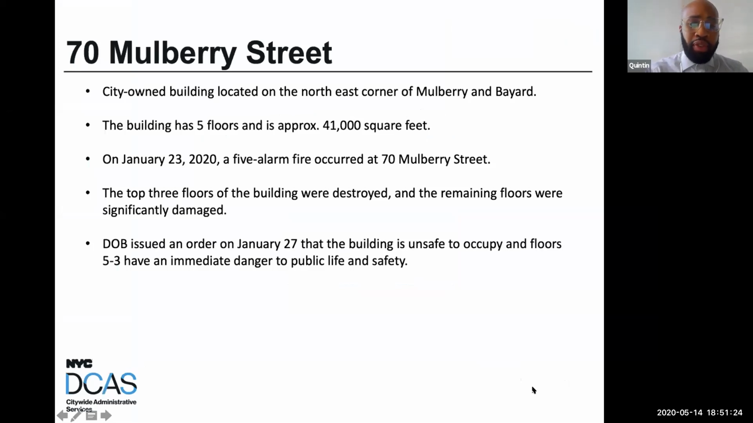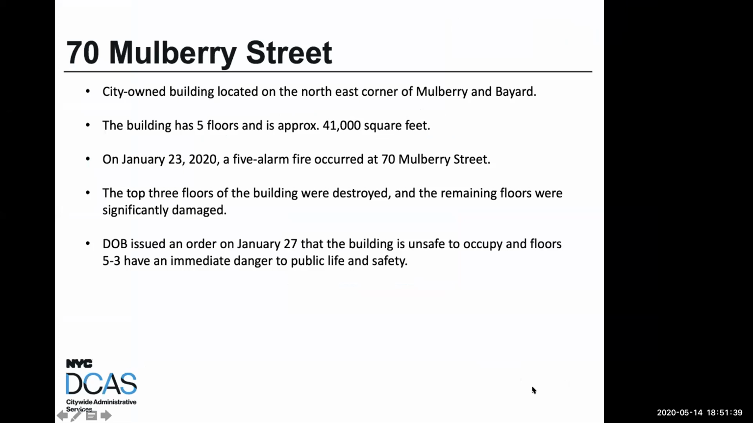So to start, I wanted to provide some information on the building. As we all know, 70 Mulberry is a city-owned building located on the northeast corner of Mulberry and Bayard Street in Chinatown. This is a 5-story building that has approximately 41,000 square feet. It was condemned by the city in 1889 for the development of a public school, PS 23.